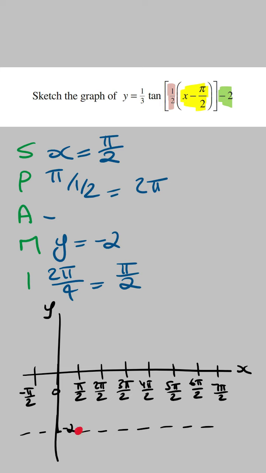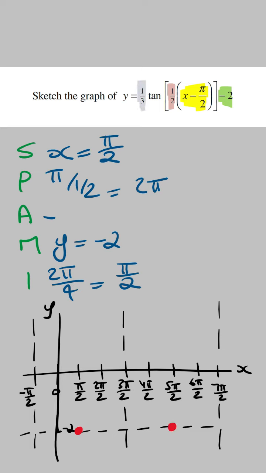2 intervals to the left and to the right of the starting point is going to be where the vertical asymptotes are going to be, and then the rest is going to be 1 period apart from each other. On the mean line or the mean position, marking the next point on the graph, which is 1 period away from the starting point, or halfway between the vertical asymptotes.